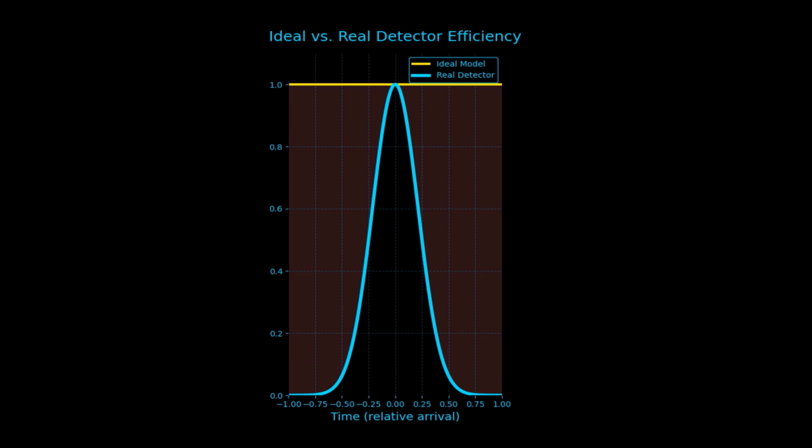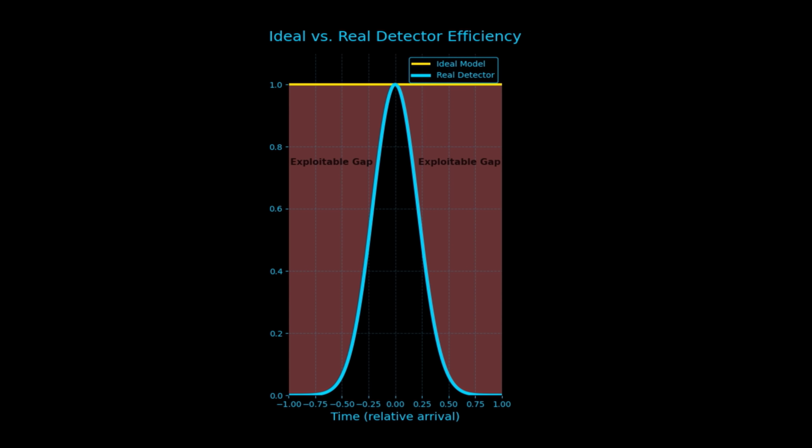how detectors are assumed to behave in theoretical models and how they actually behave in real hardware. Here, the yellow horizontal line represents the idealized detector efficiency curve used in many security proofs. In that model, the detector is assumed to register incoming photons with a constant probability throughout the entire timing window. In other words, the detector is treated as if every photon that arrives during its gate has the same chance of being detected, regardless of whether the photon arrives early, late, or perfectly centered.